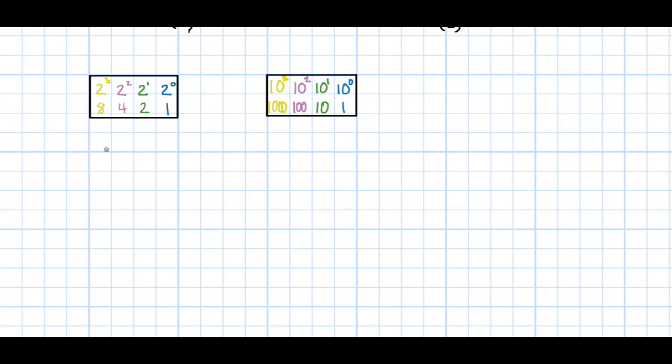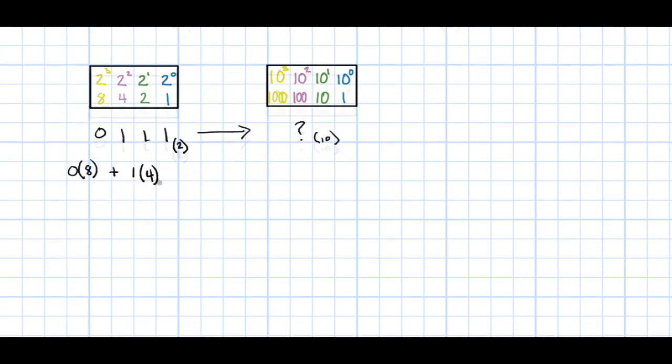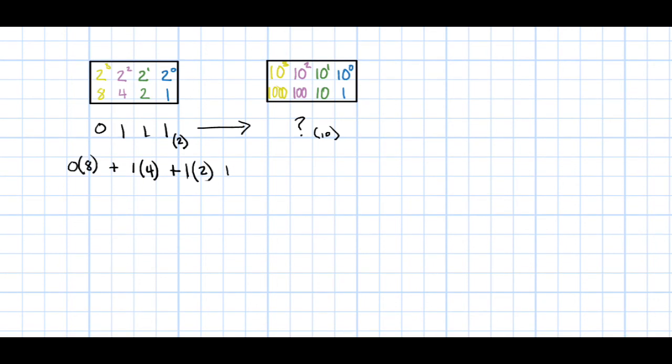Let's practice reading numbers in base 2 by converting them to base 10. Here's an example number, 0111 base 2. We want to know what this binary number is in the decimal system. The conversion process is simple. Remember, we multiply the weights with their corresponding place value, then we sum up all of those products. In this example, we have 0 times 8 plus 1 times 4 plus 1 times 2 plus 1 times 1. When we simplify this, we get 4 plus 2 plus 1, which equals 7.